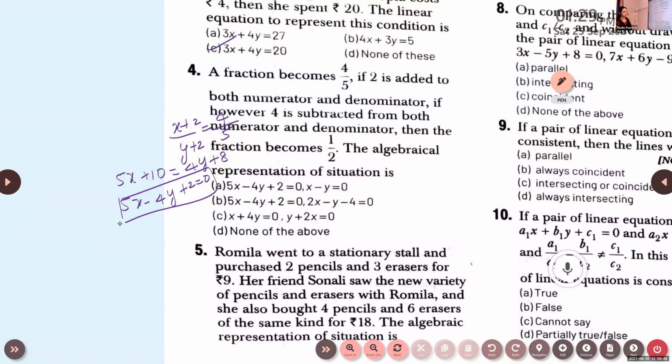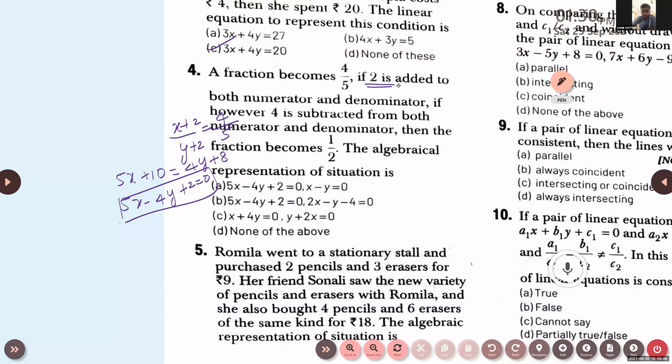Ma'am, how did it come? Here, what is given? 2 is added to both the numerator and denominator. So the fraction: numerator is x, denominator is y. We are adding 2 to both the numerator and denominator. Is it okay, Ashik? Yes, ma'am.